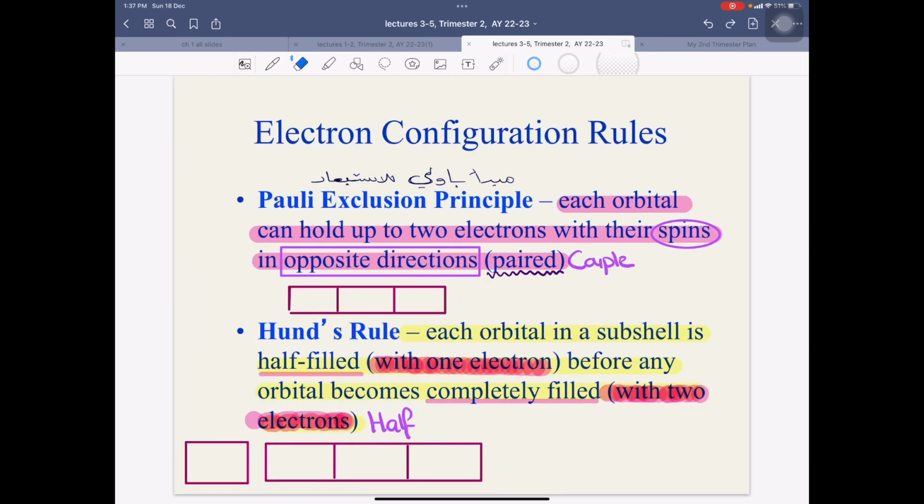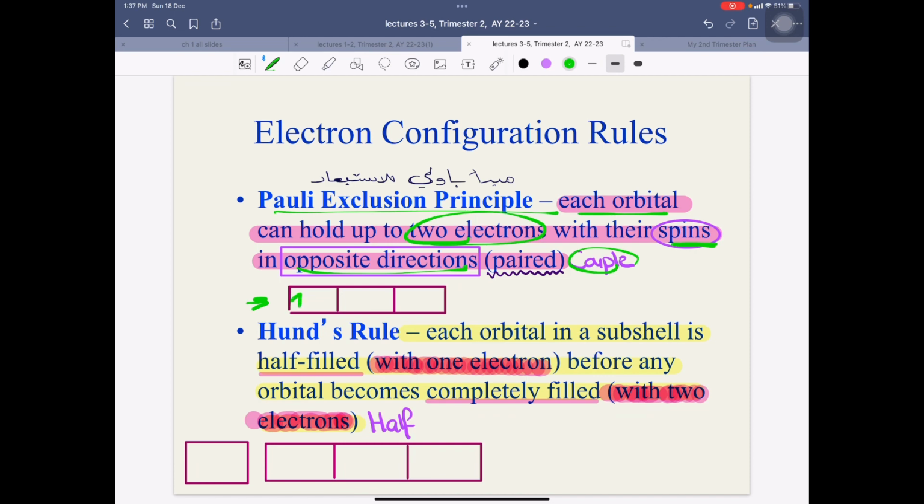Okay, after that we're gonna go to the Pauli exclusion principle. The Pauli exclusion principle states that each orbital can hold up to two electrons with their spins in opposite directions, meaning paired, meaning coupled. The main thing here is when we want to, for example, fill this table. We want to fill electrons, okay?